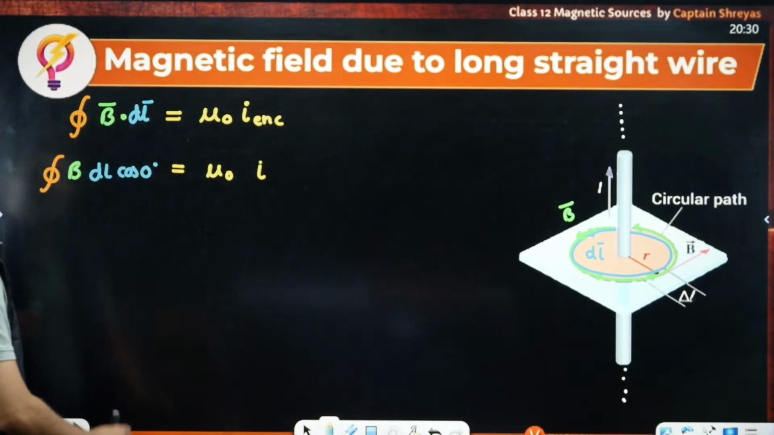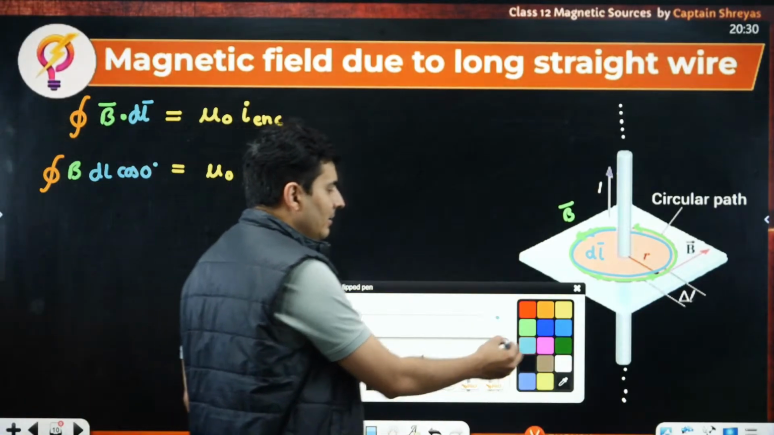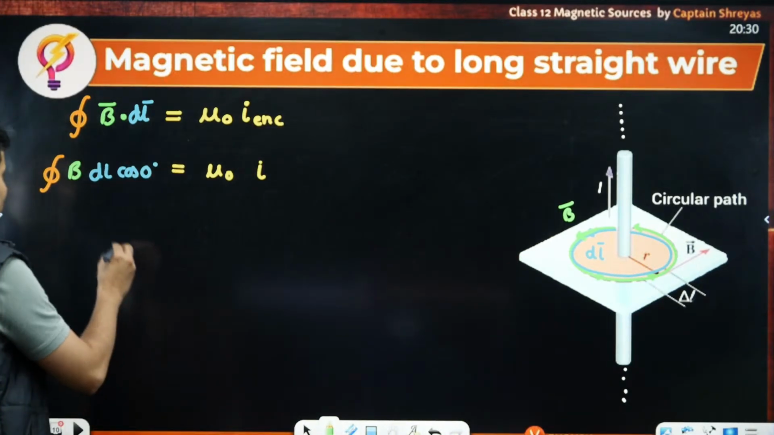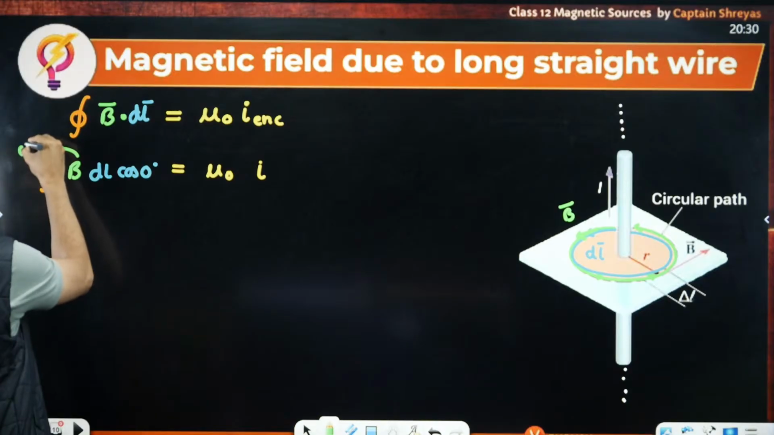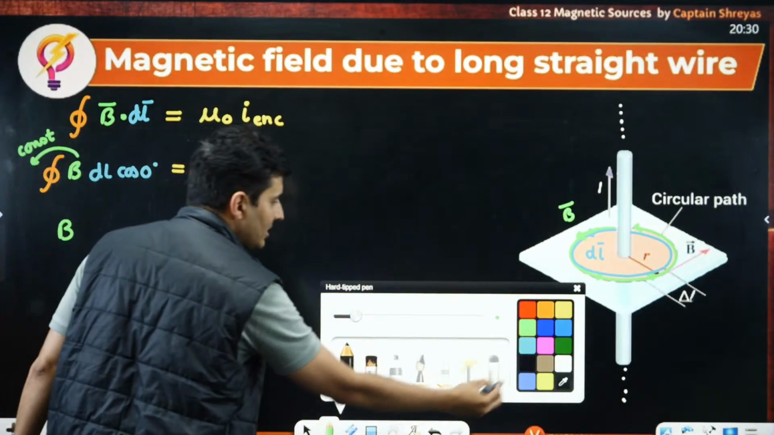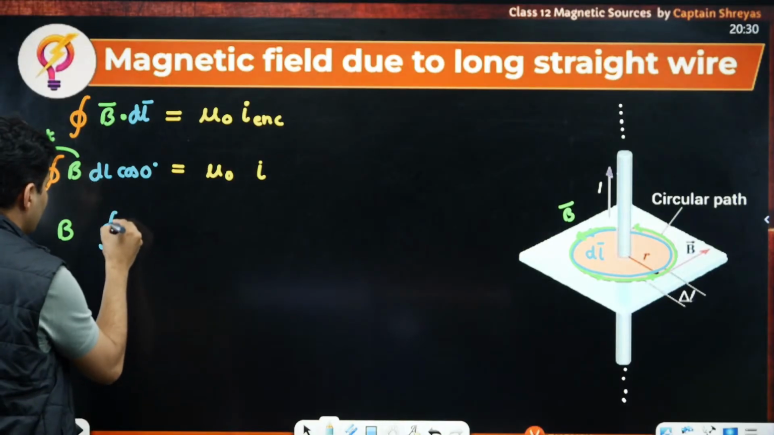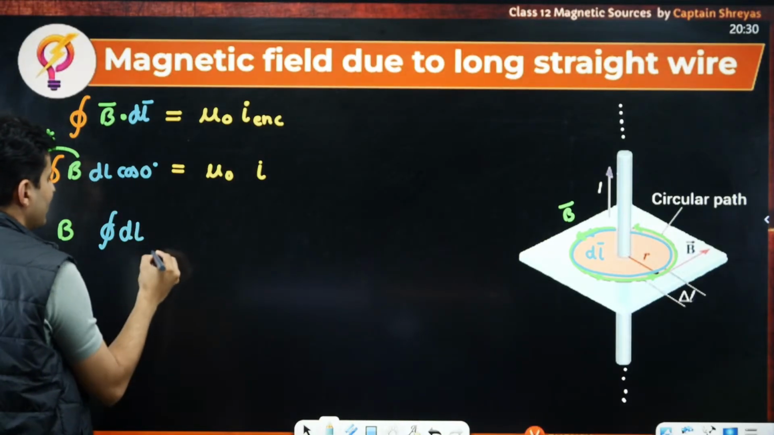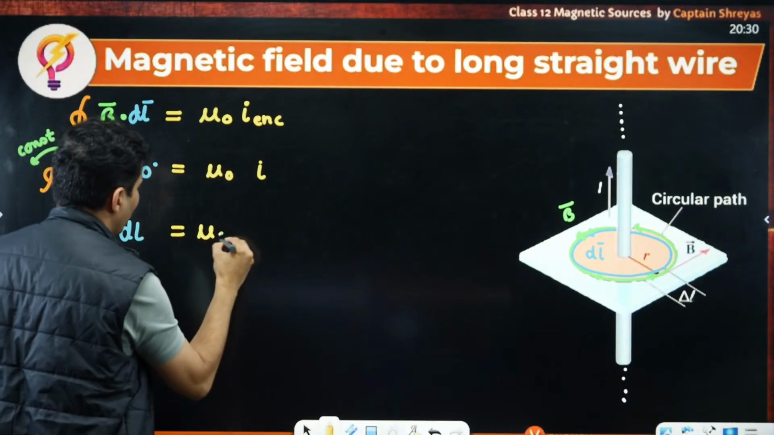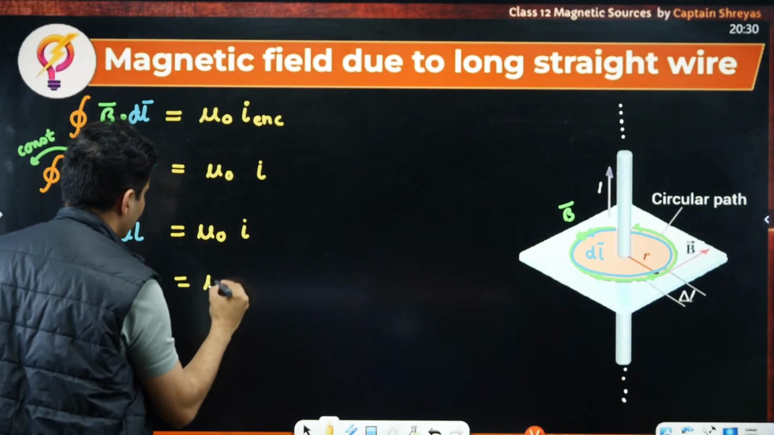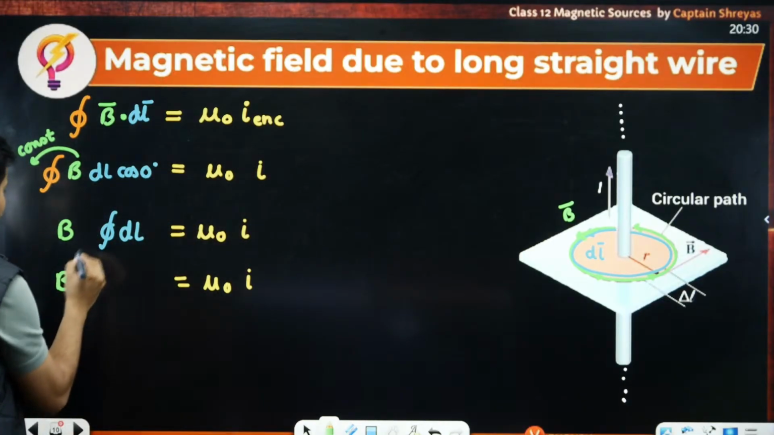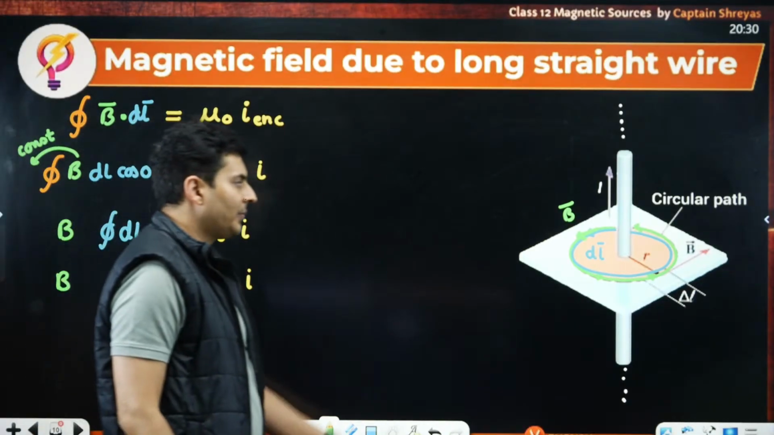All right. Be careful. Now keep in mind magnetic field on this entire loop is constant. So that being a constant, I can just take it outside, and I will be left with the integration of dl. Remember, cos 0 is 1. This will be mu naught into current. Can you think and tell me what is integration of dl?